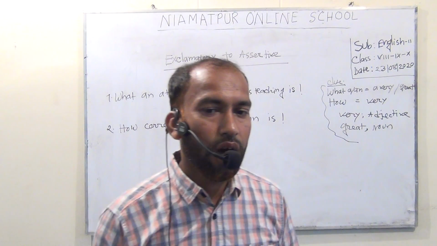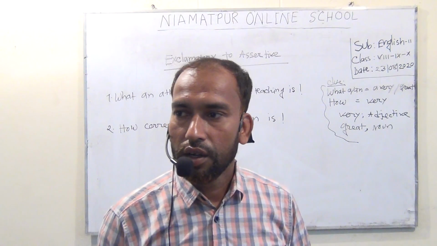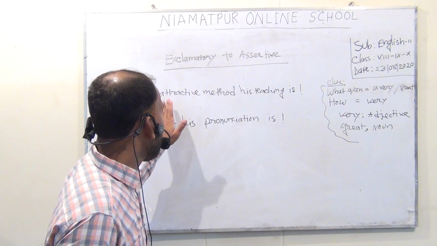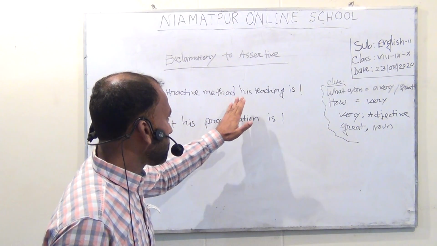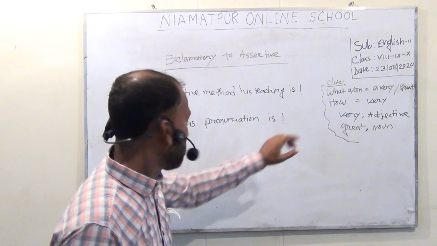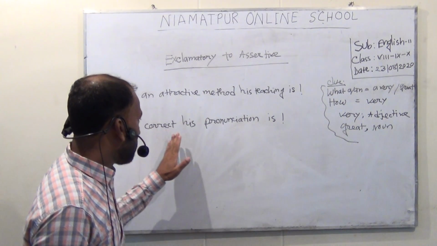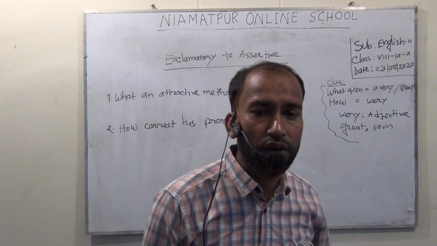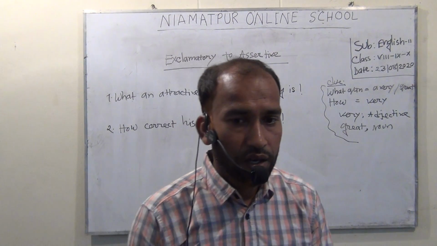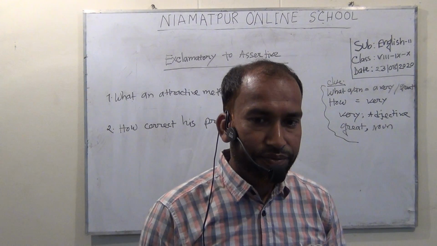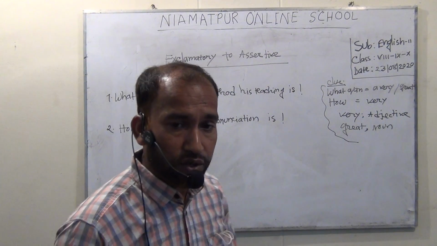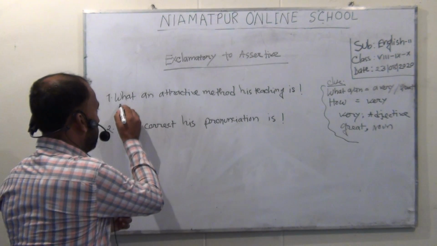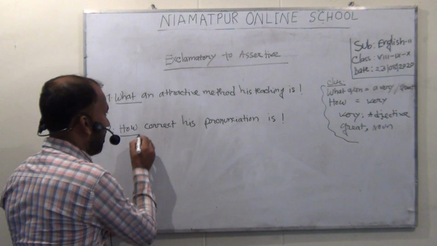This time you have already noticed I have already written two sentences on the board. Number one, what an attractive method his teaching is. Number two, how correct his pronunciation is. You know, these are the structure of an exclamatory sentence. You have already noticed what and how.